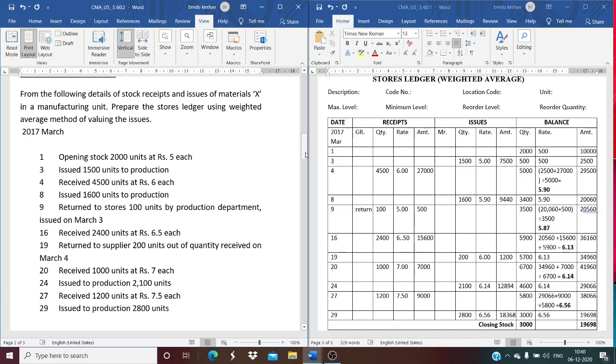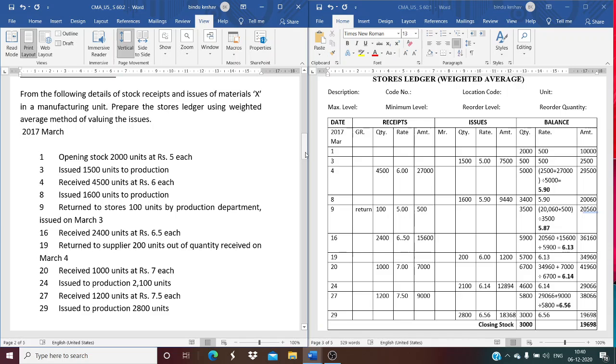16th, received 2400 units at rupees 6.5 each. 19th, returned to supplier 200 units out of quantity received on March 4th. 20th, received 1000 units at rupees 7 each. 24th, issued to production 2100 units. 27th, received 1200 units at rupees 7.50 each. And 29th, issued to production 2800 units.